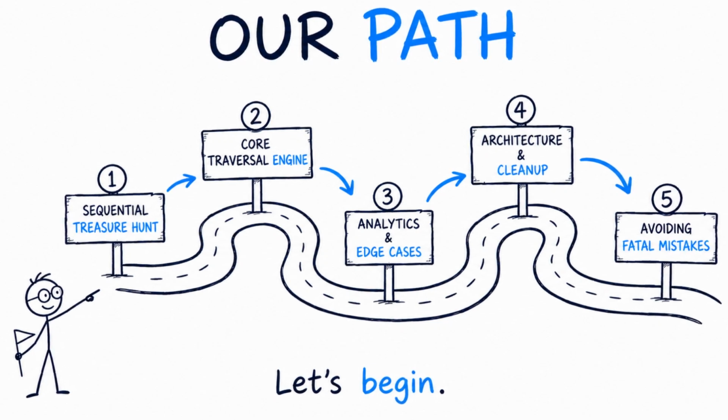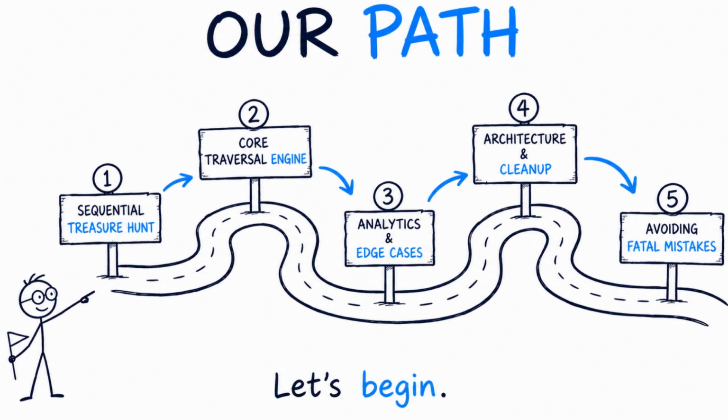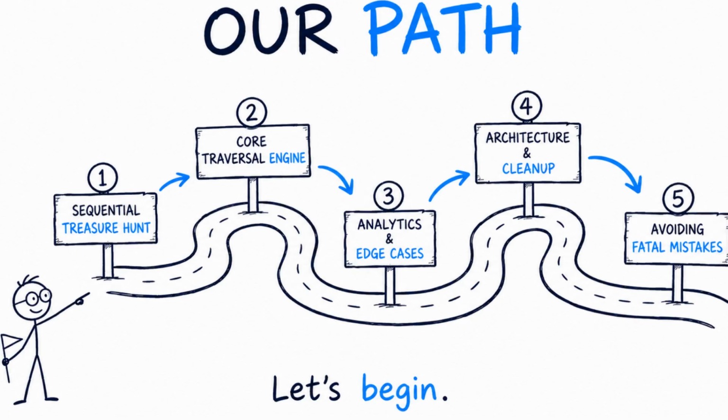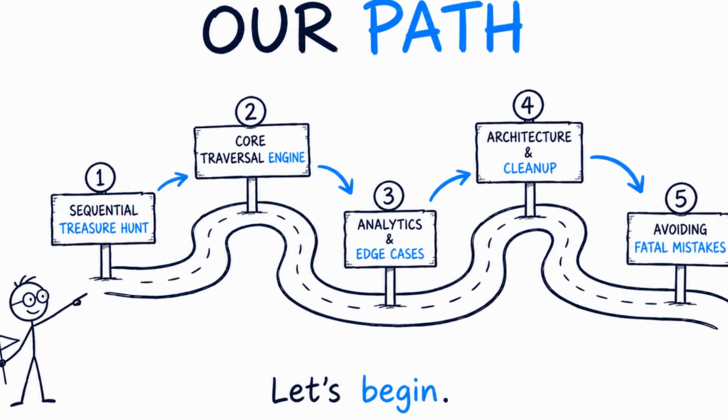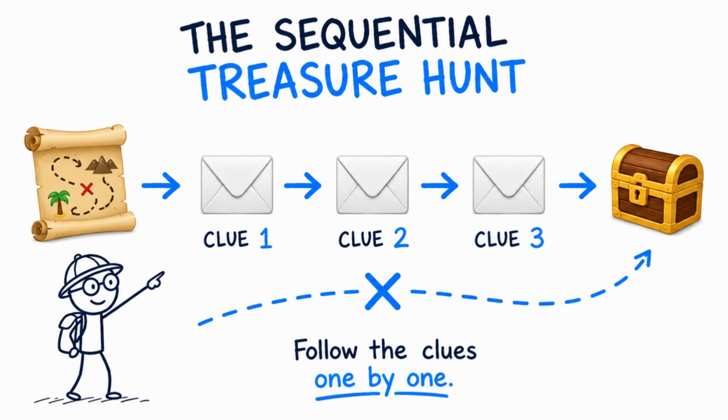Here is our path. 1. The sequential treasure hunt. 2. The core traversal engine. 3. Analytics and edge cases. 4. Architecture and cleanup. And 5. Avoiding fatal mistakes.